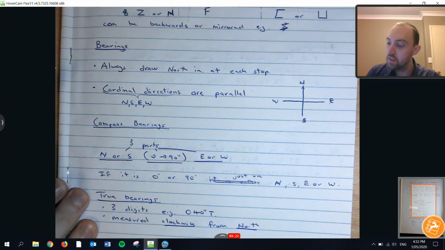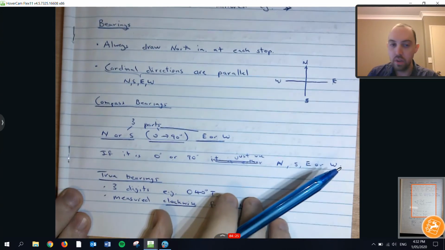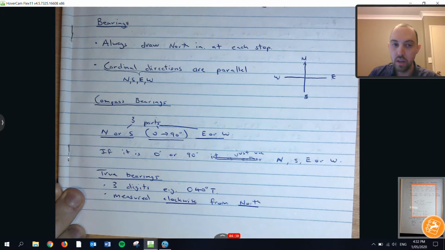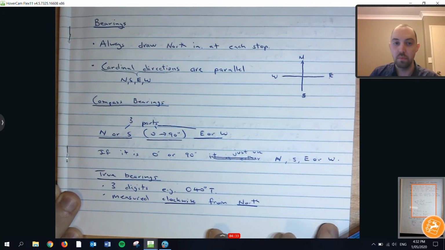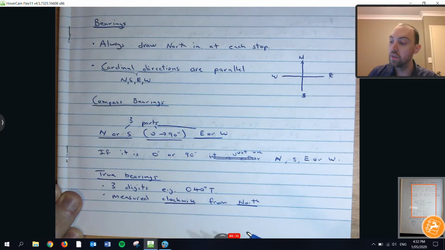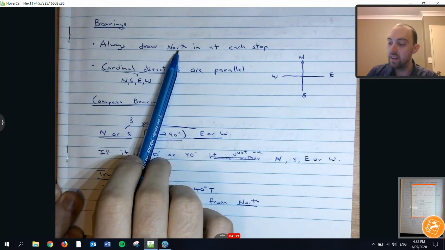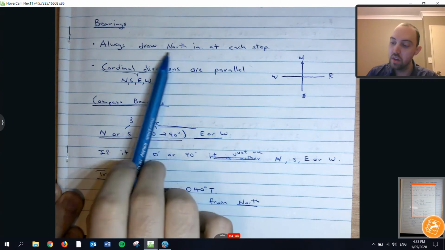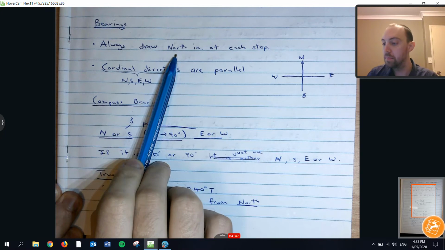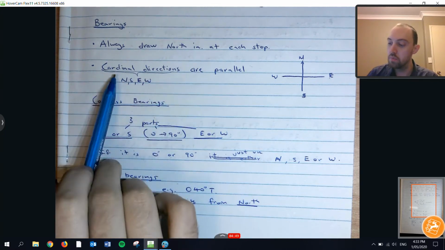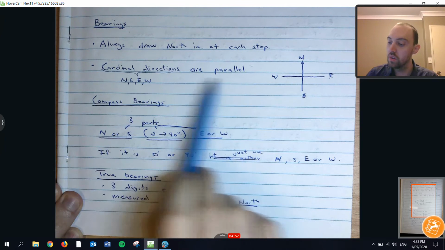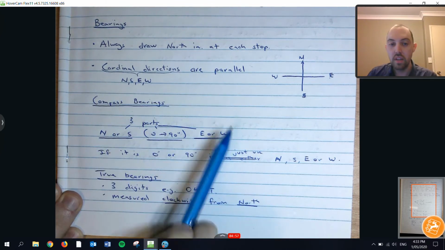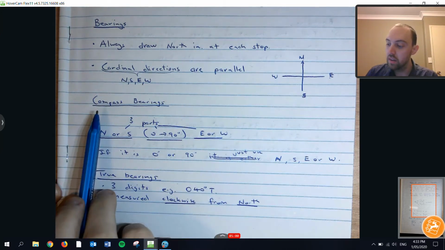Now, bearings are made up of a couple different parts. You're going to have compass bearings and true bearings. But regardless, whenever you're doing a bearing style problem, you want to make sure that you're drawing a diagram and that anytime you've come to a stop along your bearings, you draw a north. That's going to help you to be able to determine unknown angles because our cardinal directions, north, south, east, and west, are parallel.